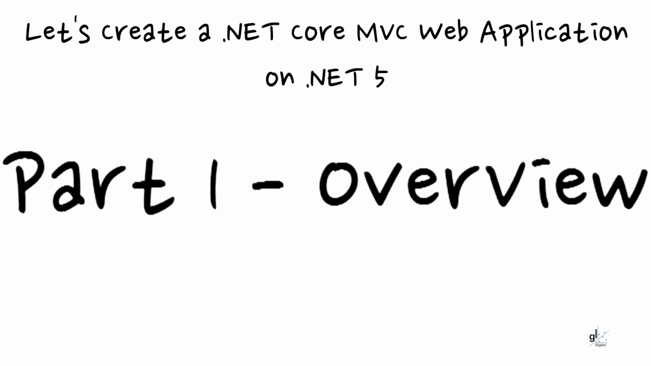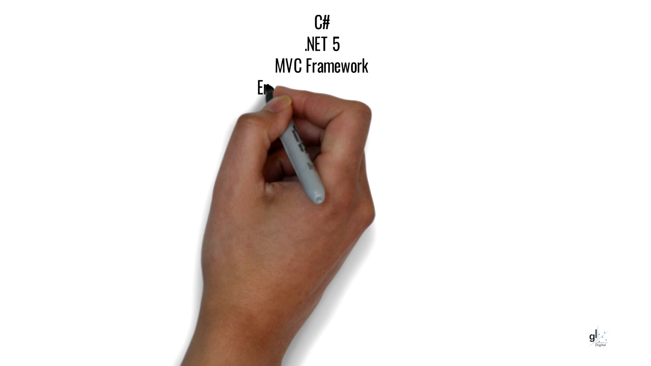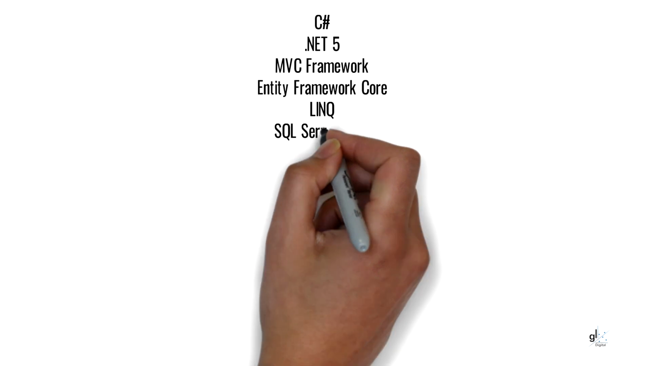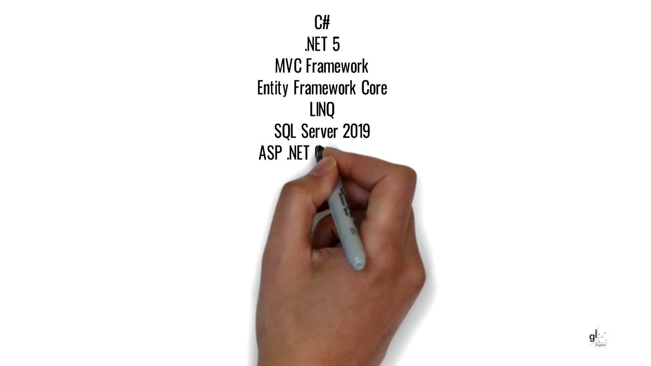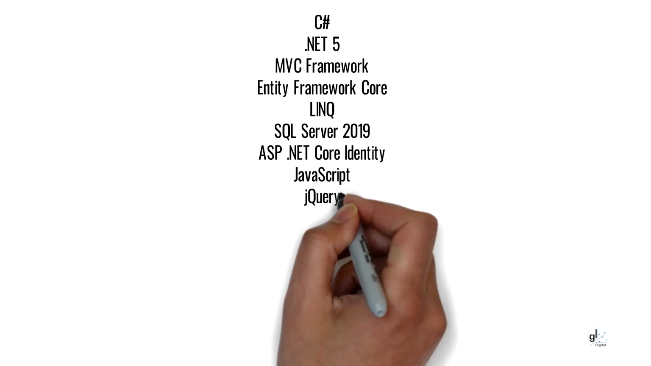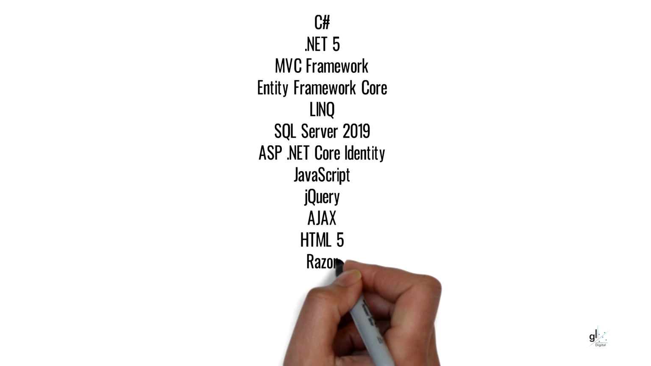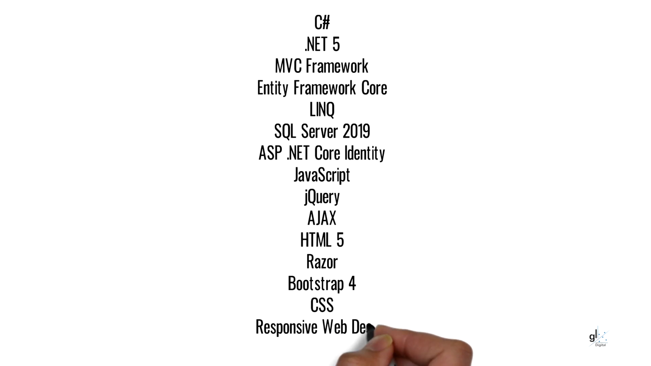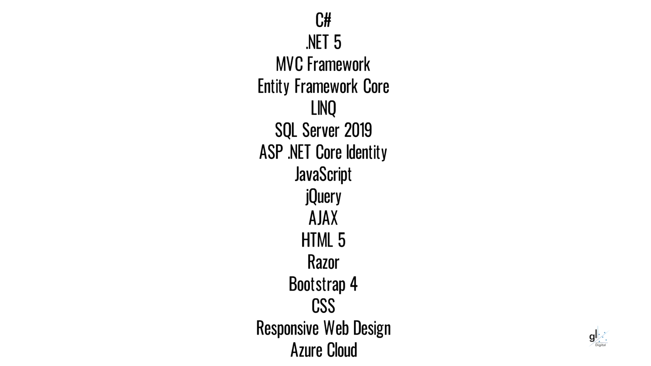The following technologies will be discussed and demonstrated in the context of a real-world ASP.NET Core MVC web application: C#, .NET 5, the MVC, Model View Controller Framework, Entity Framework Core, LINQ, SQL Server 2019, ASP.NET Core Identity, JavaScript, jQuery, Ajax, HTML5, Razor, Bootstrap version 4, CSS, responsive web design, and Azure Cloud. We'll also look at UX, user experience, related topics, which includes responsive web design.